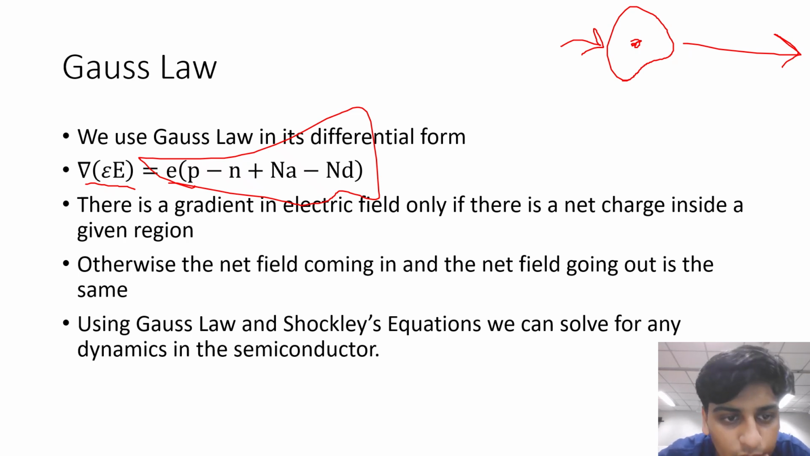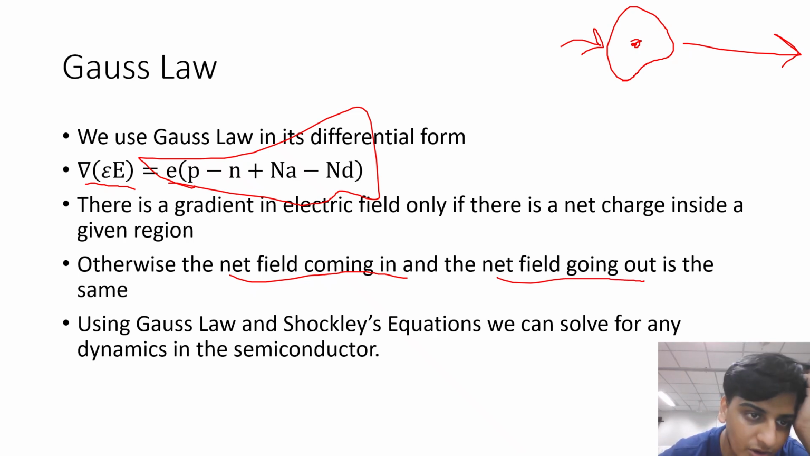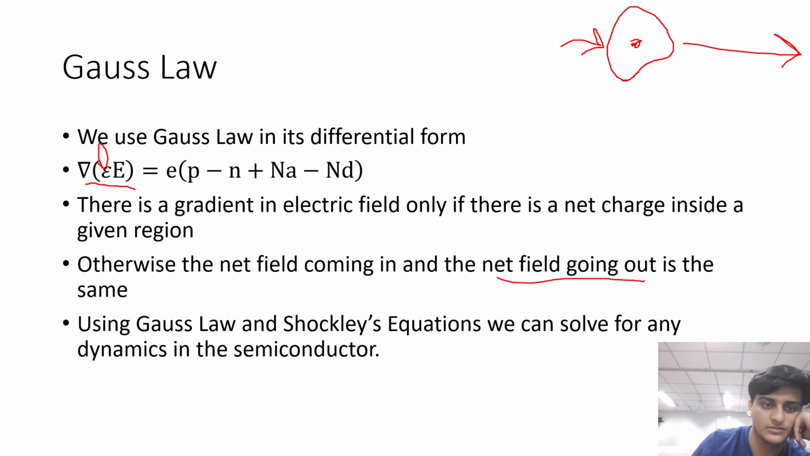And if you don't have any net charge, the net field coming in and going out is going to be the same, and so you're going to have zero on both sides of this equation. So that's just some intuition for this equation that I was trying to give.